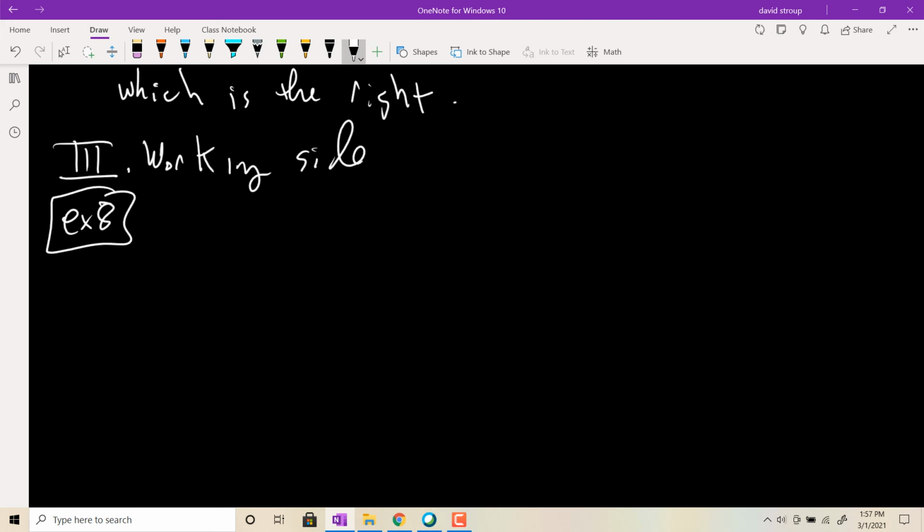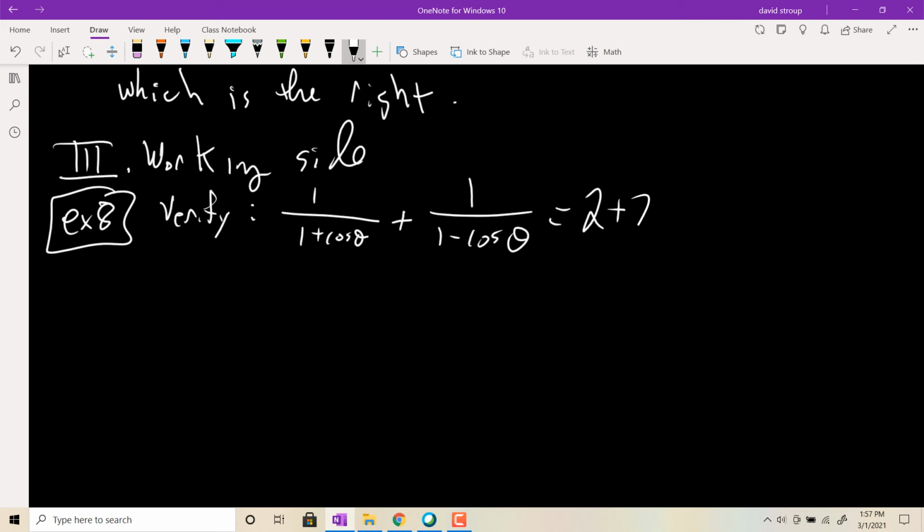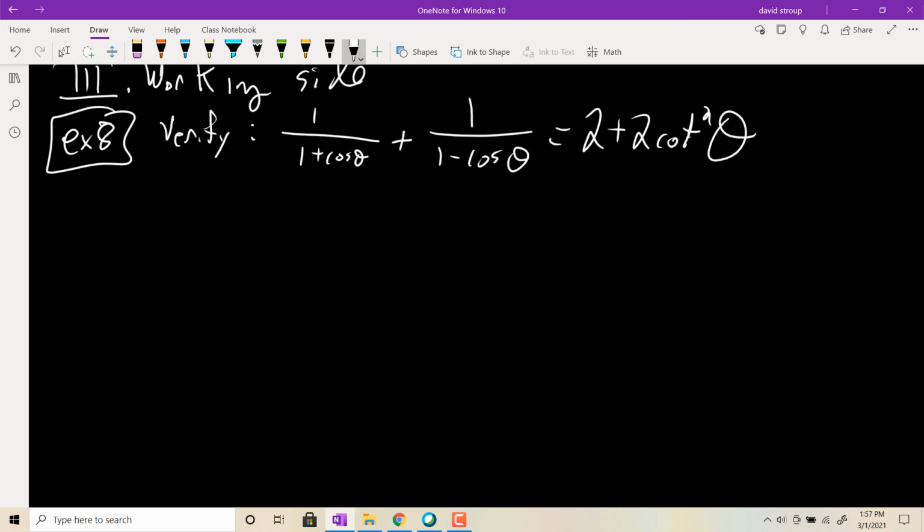We're verifying identities as usual. Verify the identity, this time 1 all over 1 plus cosine theta, plus 1 all over 1 minus cosine theta. And supposedly we want to show that this is the same as 2 plus 2 cotan squared theta. Okay? First, I'm just randomly guessing: I think the left is a little more complicated, right? So that'll tell my reader I'm starting on the left.